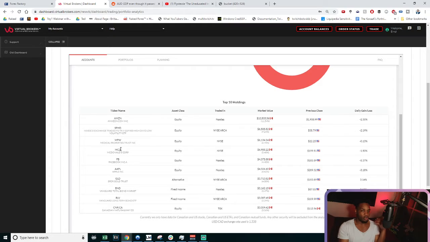McDonald's, I bought at a great price. They were beaten up, it was before their earnings. The previous close was $199, and now it's at like 207. So McDonald's is doing great, and it pays a dividend. MPW, I love it. It's paying dividends. Senior healthcare living, I think in a recession, it's a great stock. Pays a great dividend. SPHD, this just follows the S&P 500 index.